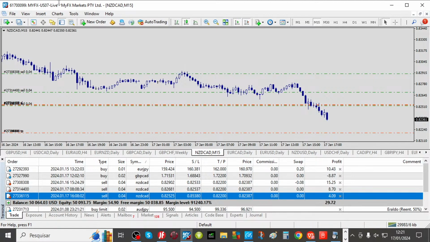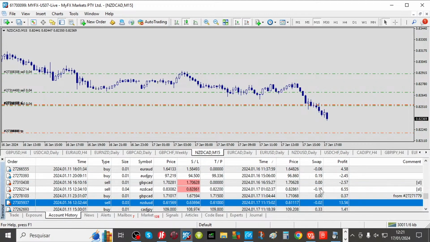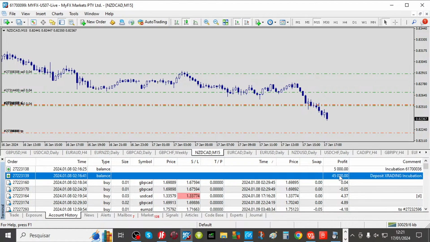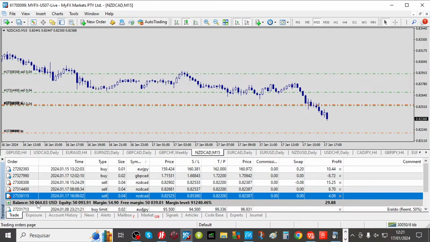It's a live account, everybody. Remember, trading.com. This is an incubator. Give it a second. Heraldo put $5,000 and the incubator gave him $45,000. He's managing $50,000 and it's a live account.